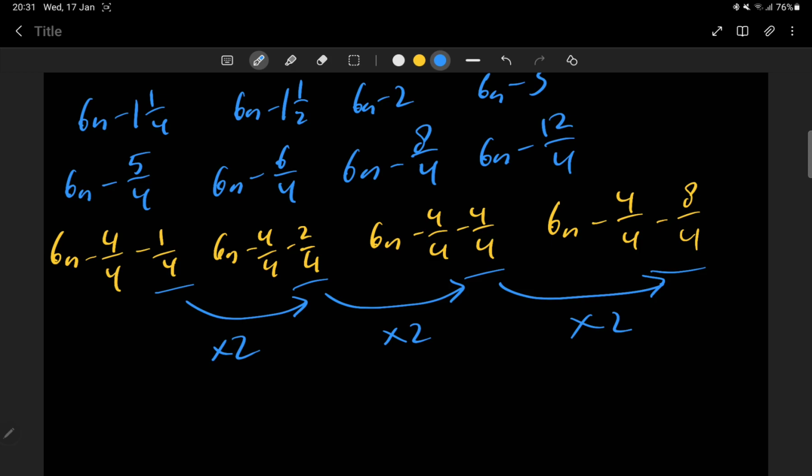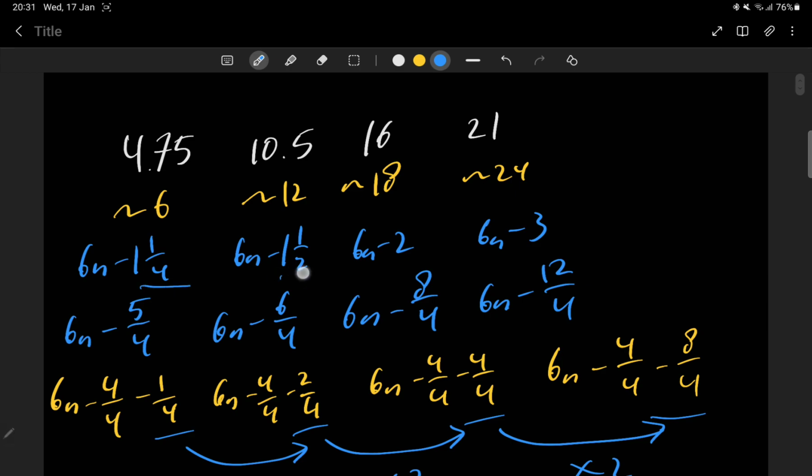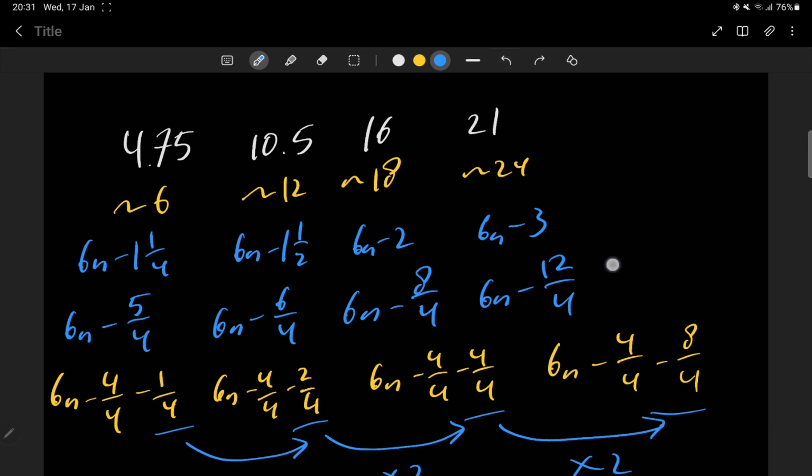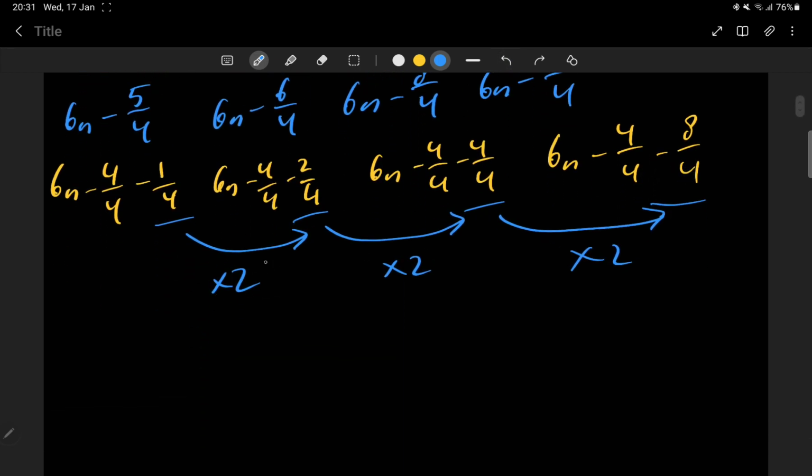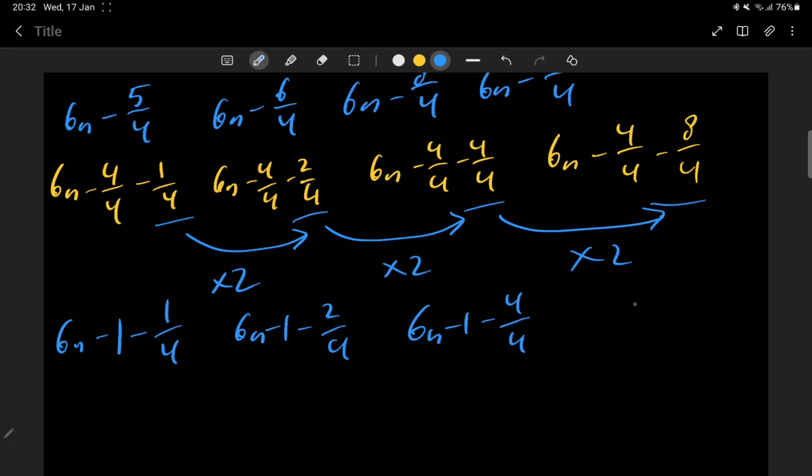We have a rule that everyone follows, and it's consistent. It's not changing again and again like we did here. So we are very much on the right track. Okay, so if we have a times 2, times 2, times 2, what we want to do is 6n minus 4 over 4. Let me just change 4 over 4 to become 1. 6n minus 1 minus 2 over 4. 6n minus 1 minus 4 over 4. And 6n minus 1 minus 8 over 4.